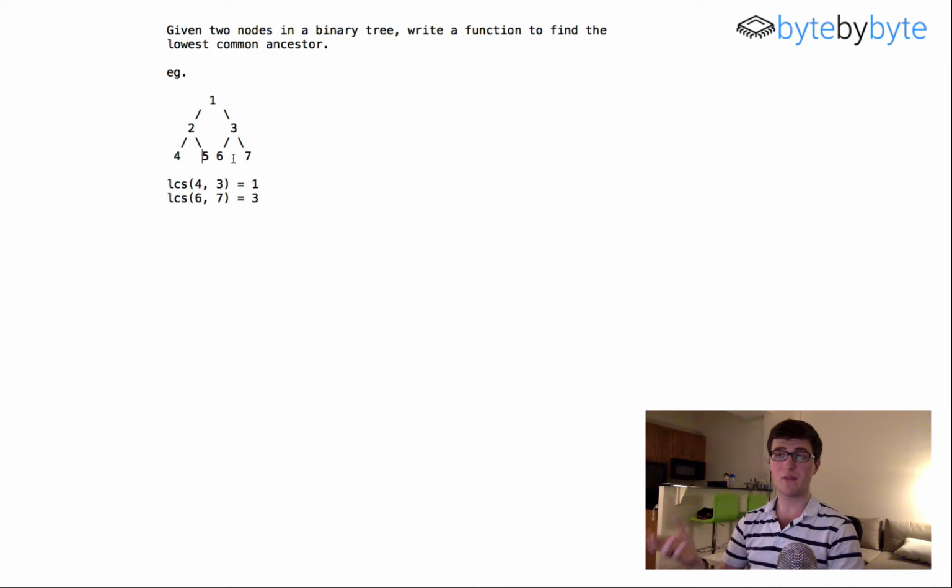And another thing that is a good question to ask here, and you can tell from the example that this is not the case in our example, but it could be the case in general, is whether or not this is a binary search tree. And so obviously the difference between a binary tree and a binary search tree is that the binary search tree is going to be sorted.